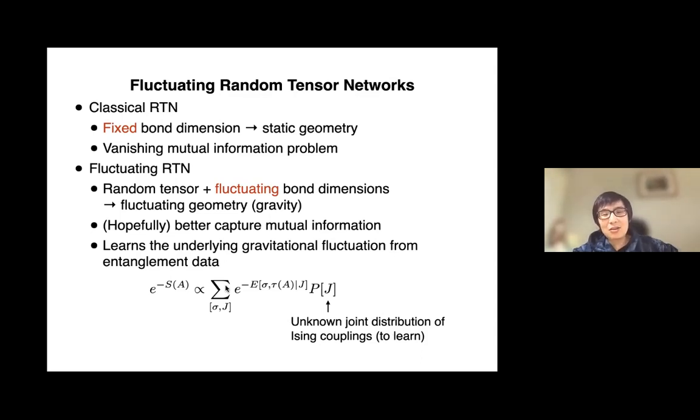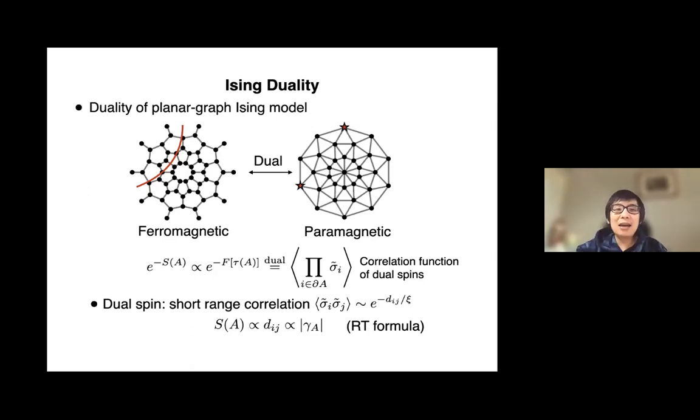So the idea is to build a model such that it can match the entanglement data coming from this side, and then we try to learn what the Ising coupling fluctuation should be. And in order to proceed, there's a very interesting idea for planar graph Ising models: there is a duality. If you define an Ising model on a graph like this, and set a boundary condition such that you create a domain wall in the system, it turns out this ferromagnetic Ising model can be dual to a paramagnetic Ising model on a dual lattice, such that the faces of the original lattice become the vertices of the new lattice and vice versa.